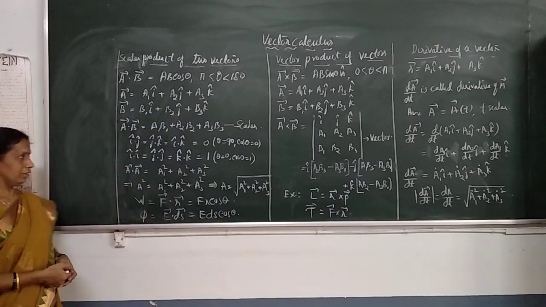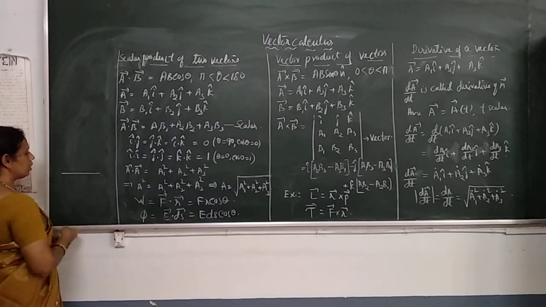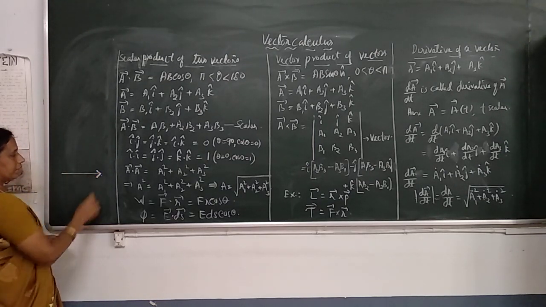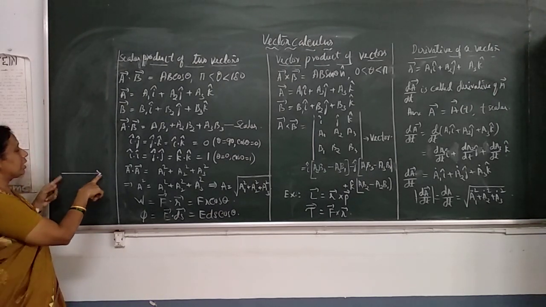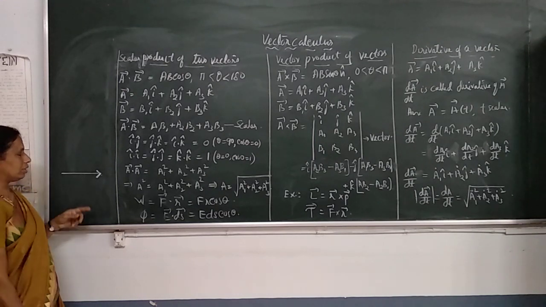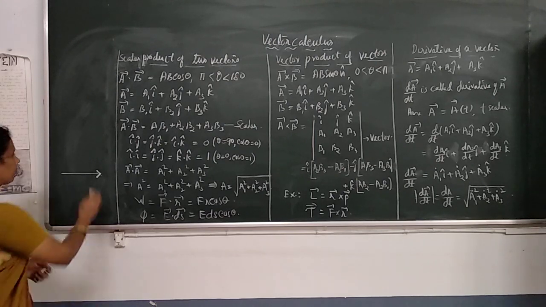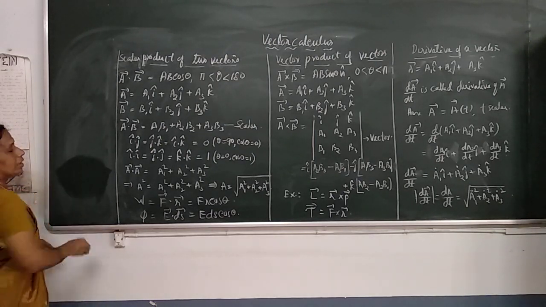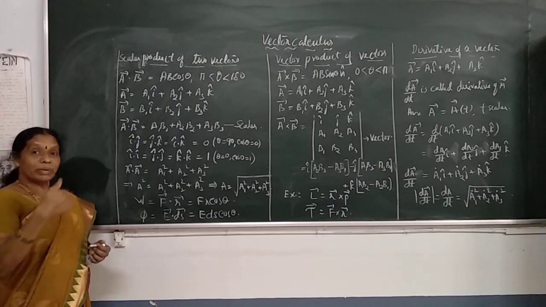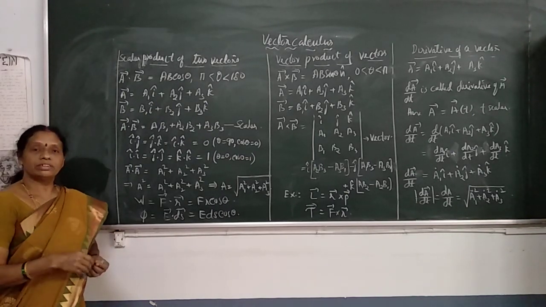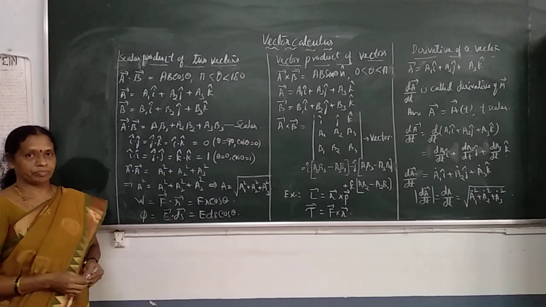A vector quantity has both magnitude and direction, and usually we represent a vector quantity by a straight line with an arrowhead. Length of the line indicates the magnitude and arrowhead shows the direction. This is the graphical representation of a vector. The operations on vector quantities are vector addition, vector subtraction and vector multiplication.